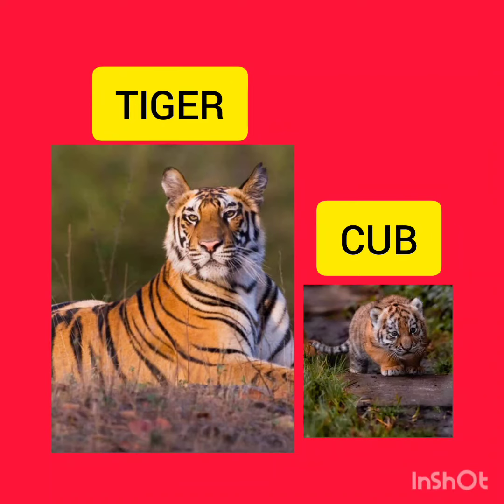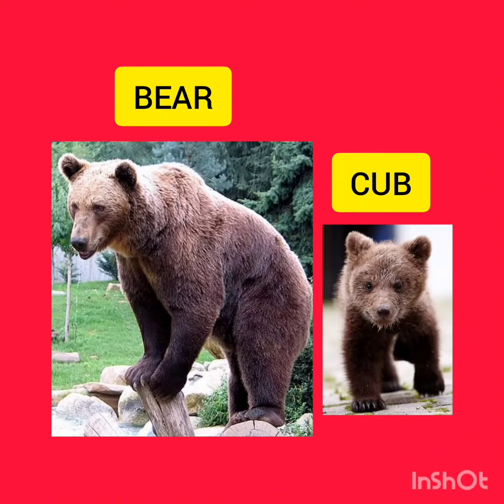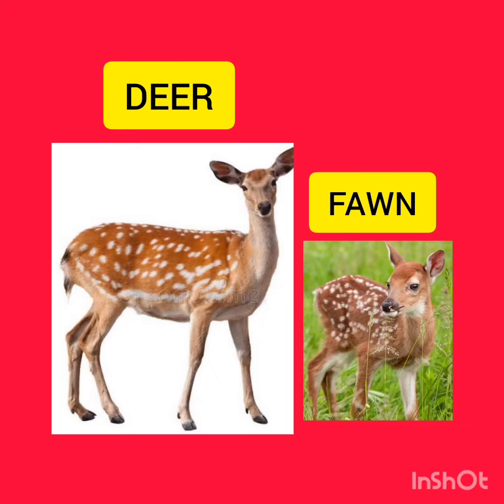Tiger, cub. A baby tiger is called a cub. Bear, cub. A baby bear is called a cub. Deer, fawn. A baby deer is called a fawn.